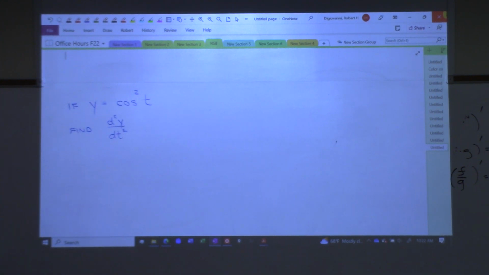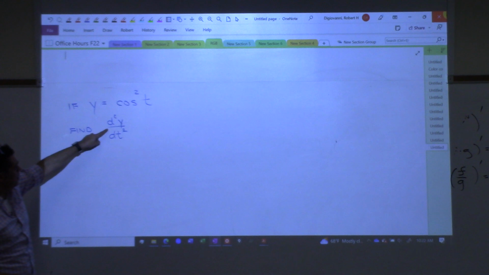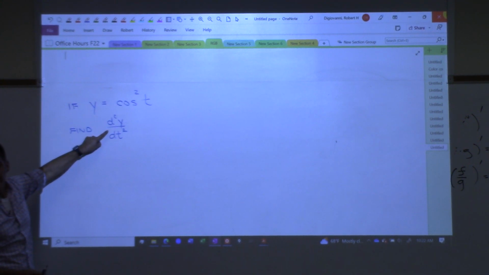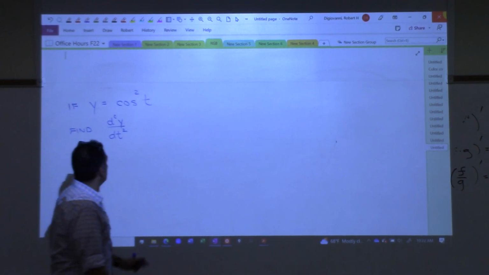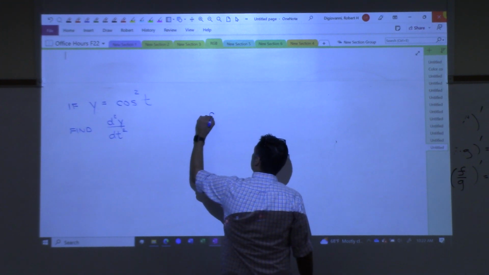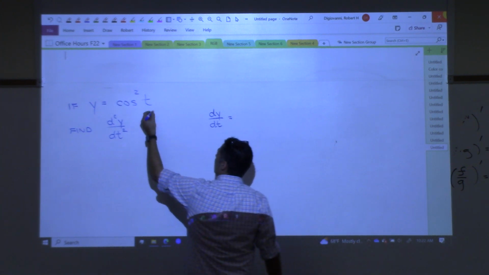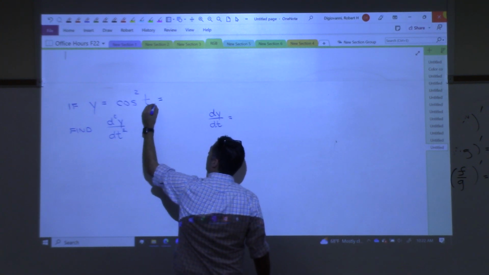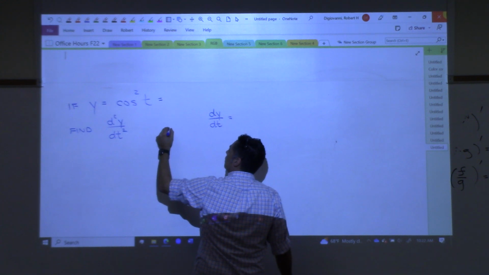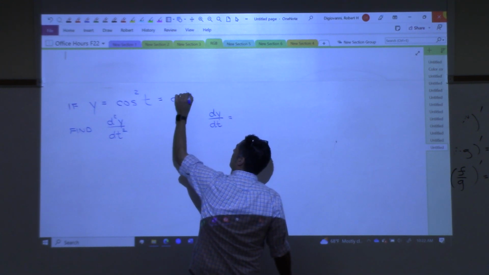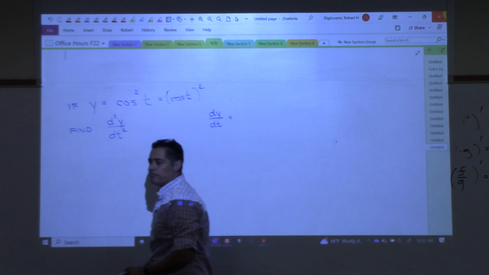What is this asking for? What does this notation mean? Take the derivative twice. So we're going to have to take the derivative, and then after we do that, we do it again. All right? So let's start by taking the derivative the first time. And I'm going to write it like this. The derivative of y with respect to t, that would be my first derivative. I'm taking derivative of that, right? What's another way I could have written this? Cosine t parentheses squared, right? Like that.